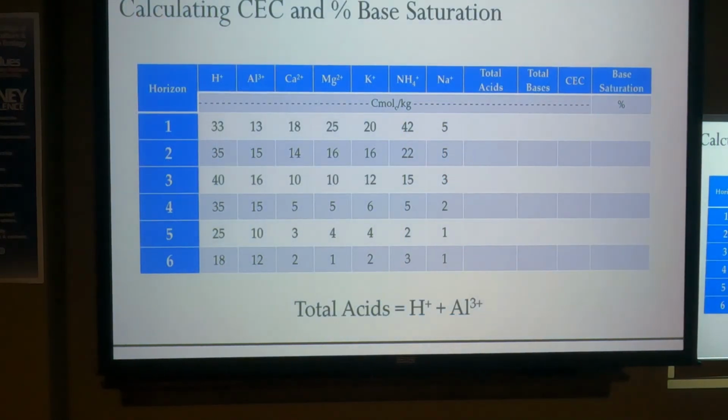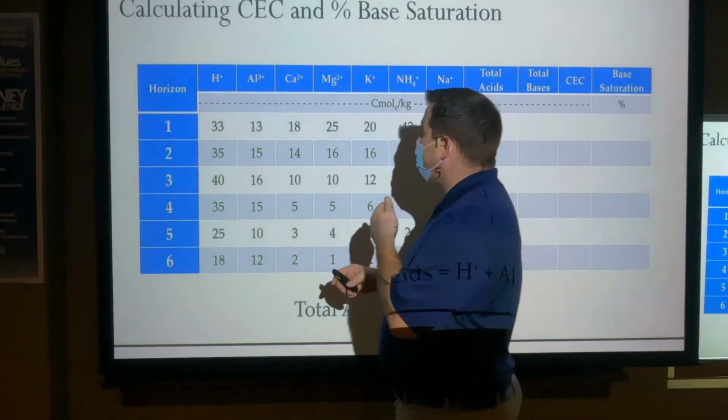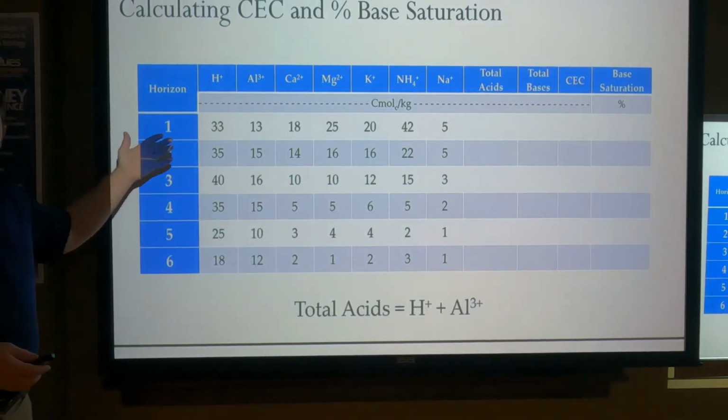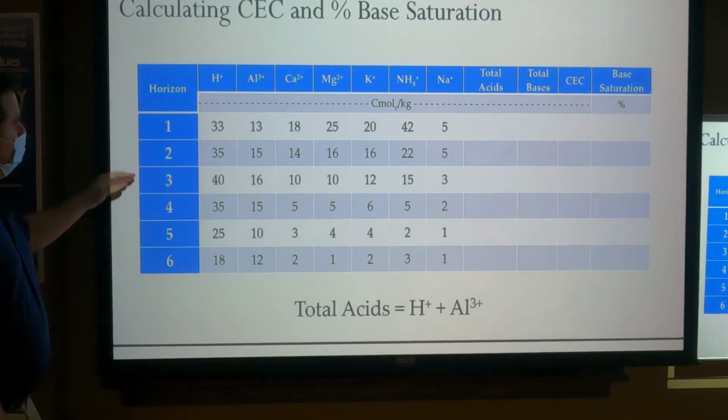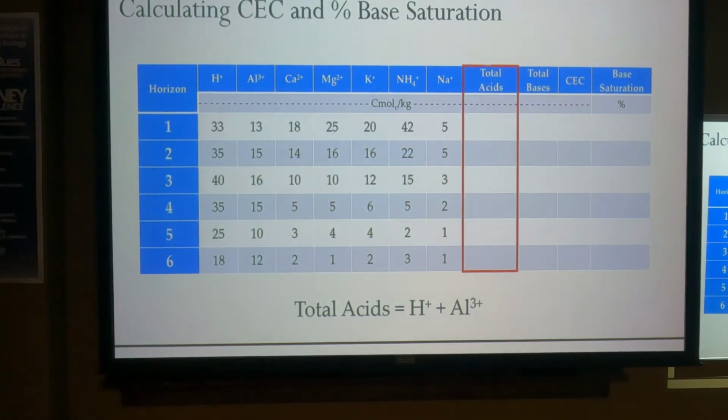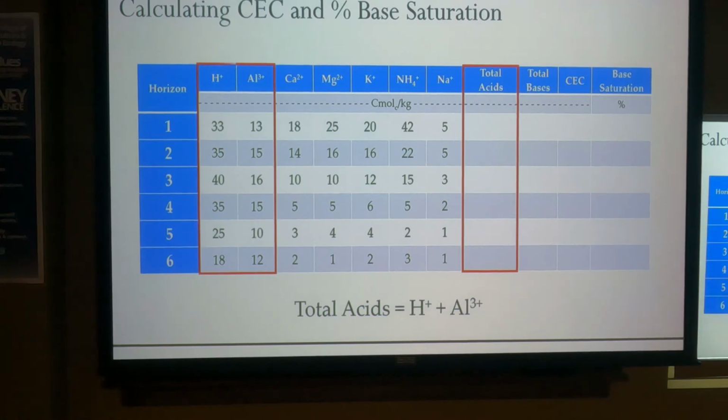So now we're going to calculate our CEC and percent base saturation. It's pretty much just simple addition. You will be adding across. The first thing we are going to do is add up our total acids.